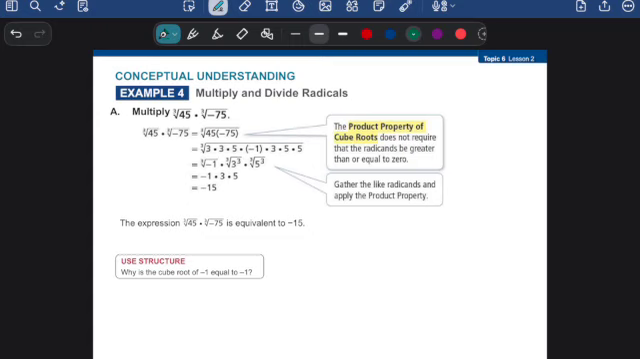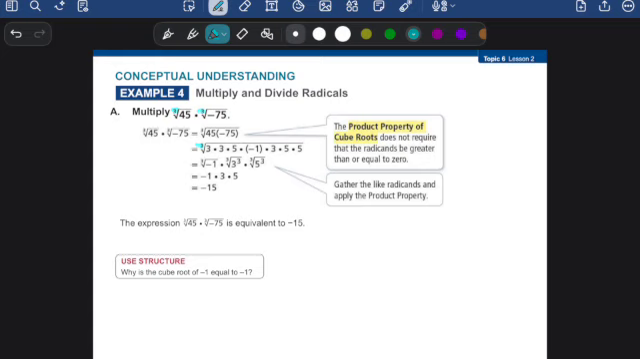Example 4, multiplying and dividing radicals. So the product property of cube roots: if they are products, just like with square roots, you can multiply everything under the radical and put it all under one cube root. So that's what we're doing. We have the same root, so we can put it under one big cube root. That's it. And then we're going to look for perfect cubes.